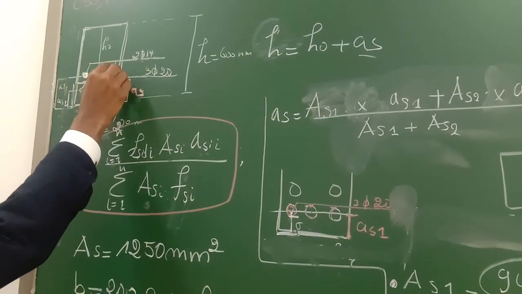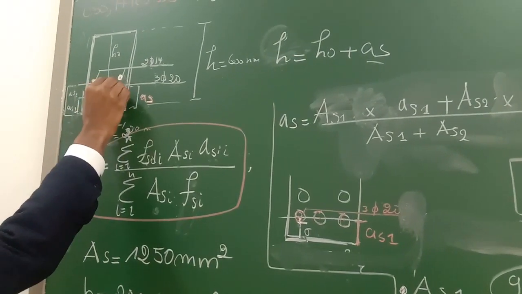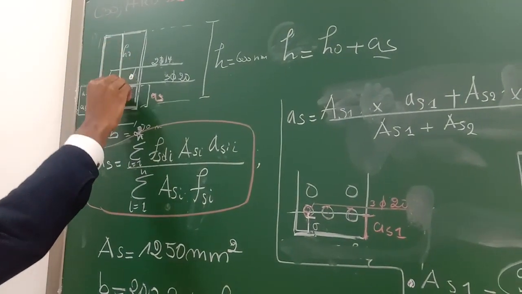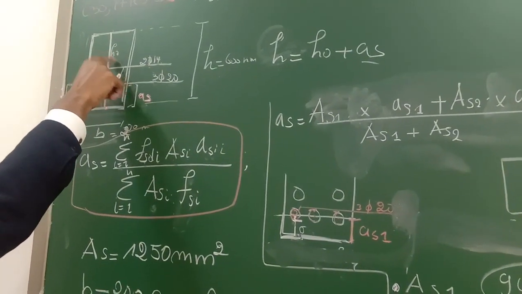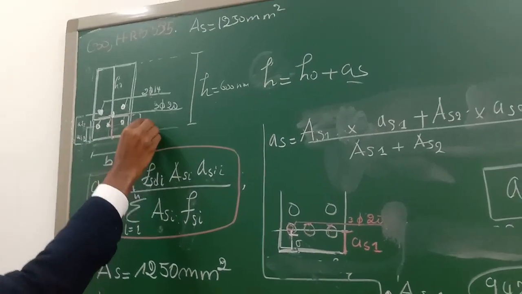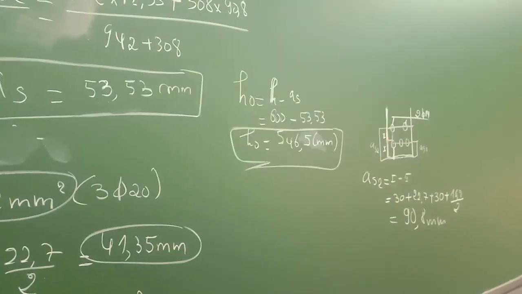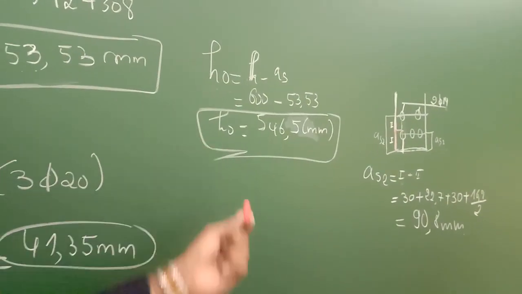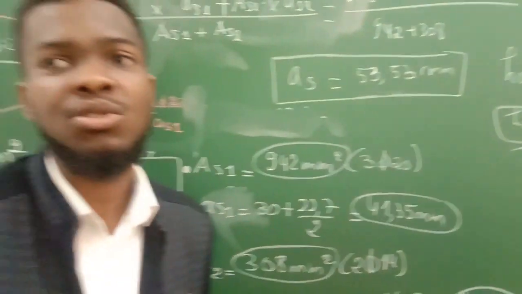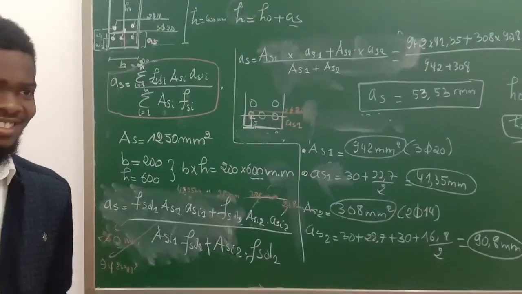The middle of the two lines. We have the bar steel, from the middle to the top is H0, and from here to the bottom is AS. And then we put that there to find our H0. And then we find it, we have resolved the problem. Okay.